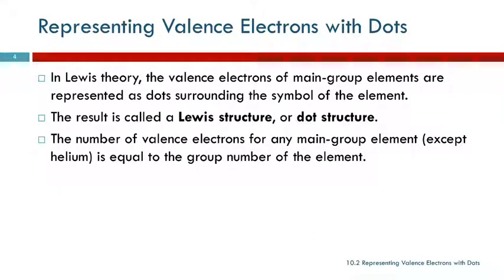So in Lewis theory, we're focusing on the valence electrons. Remember, the valence electrons are the outer electrons in an atom. And for main group elements, we can predict how many valence electrons there are by looking at the group number for that element. So we represent those as dots surrounding the chemical symbol for the element. And that's called a Lewis structure or a dot structure.